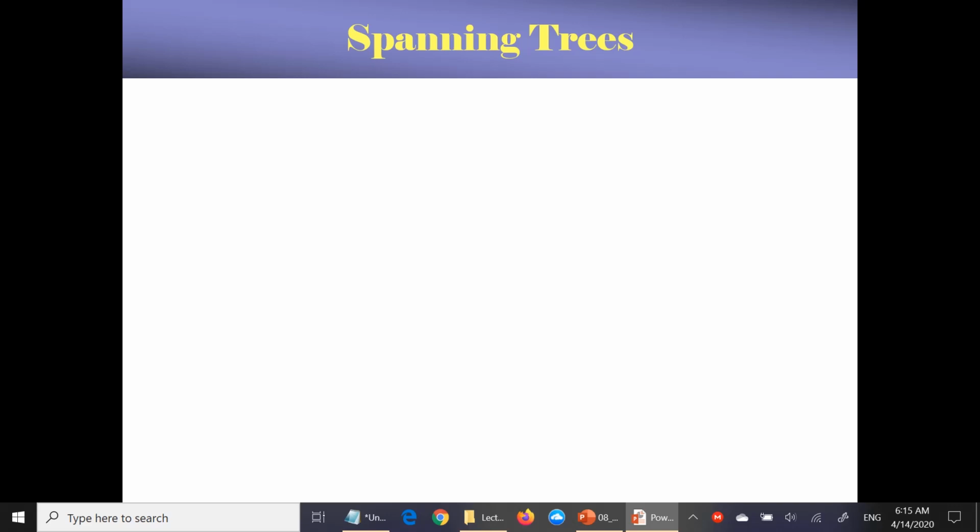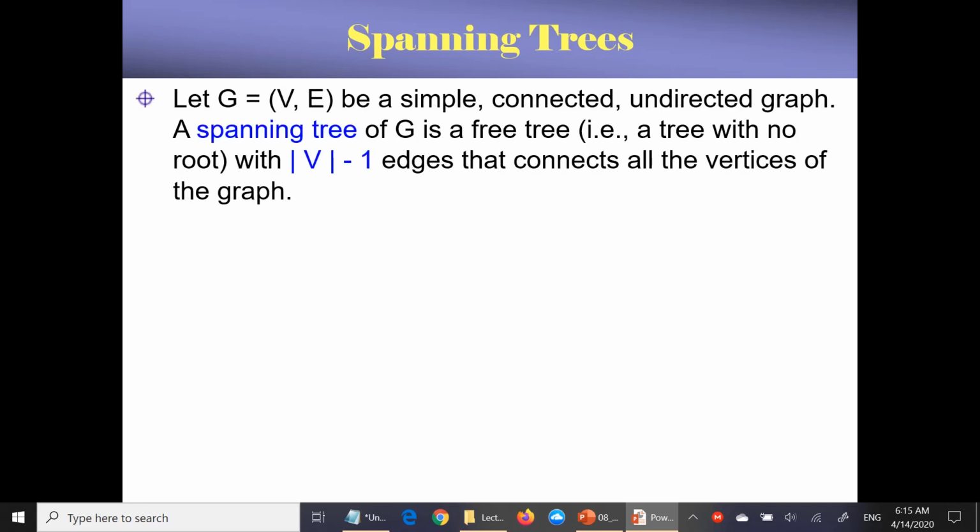Okay, so our last subtopic in this concluding lecture on graphs is about spanning trees. Let us define what it means. Let G be a simple graph. By the way, spanning trees are mainly about simple graphs or undirected graphs, not directed graphs. So let G be a simple, connected, undirected graph.